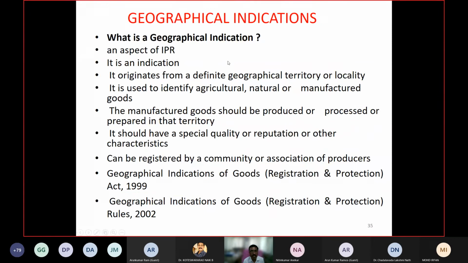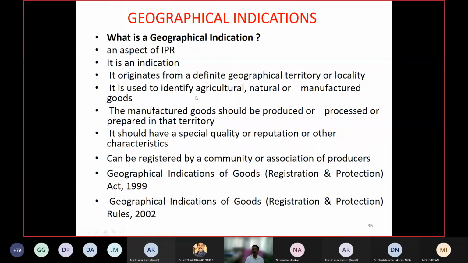So what is a geographical indication? Why is a law required? How is it different from the other intellectual property rights? If you see the other intellectual property rights, the creator is the owner of the intellectual property, whether it is a patent or design or copyright or trademark. Here, an association of creators or producers are the owners of the intellectual property. So before that, we'll discuss what is a geographical indication.